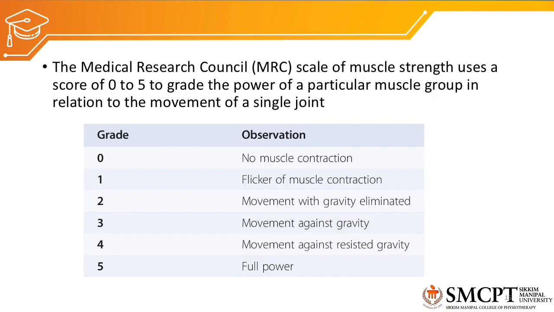Medical Research Council scale of muscle strength uses a score from 0 to 5 to grade the power of the muscle group or muscle. We will be discussing one by one these grades and what this grade signifies.